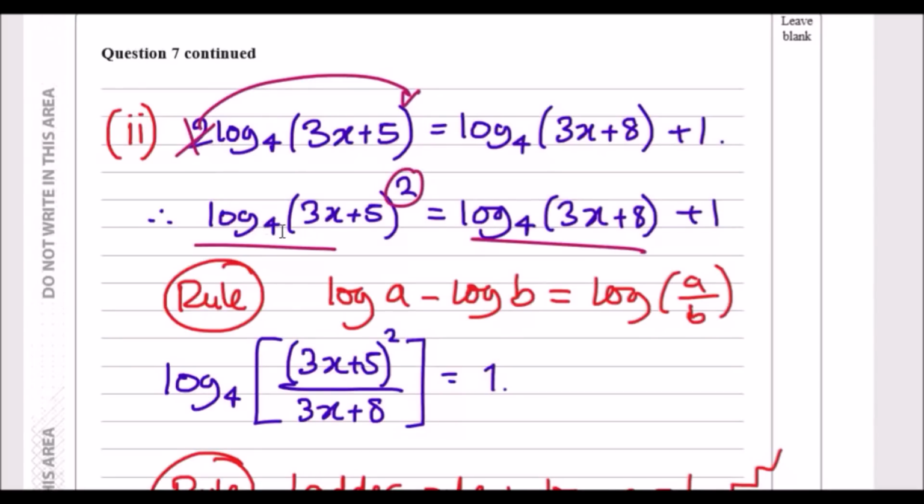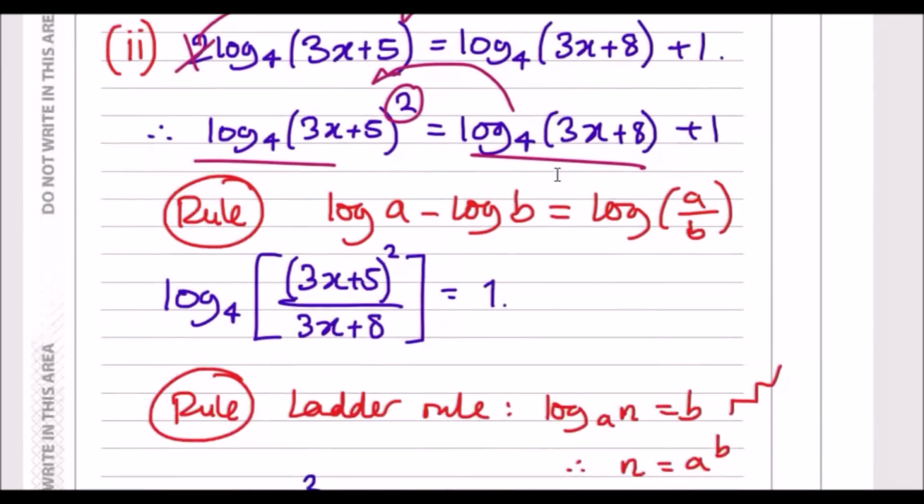Next rule, since you've got 2 terms in terms of log 4, my advice is to throw them all on the same side. So I would move the right hand log to the left side, so subtract it. And then using the rule, when you're subtracting logs, for example log a minus log b, you always get log a over b. So essentially, you're going to get 3x plus 5 squared over 3x plus 8. So this part here is essentially a over b. Okay, so this bit is easy.